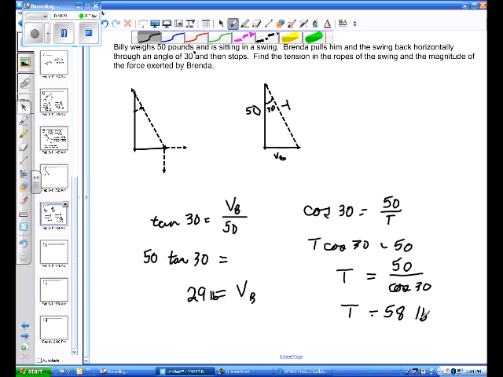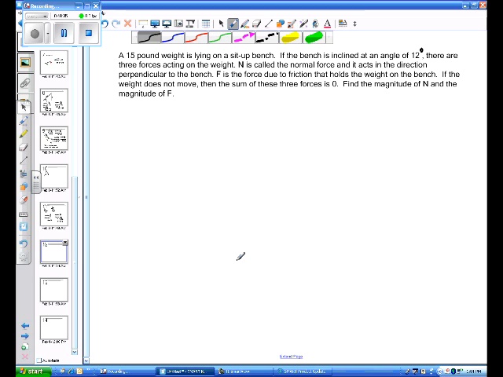Okay, so this would be an example of where we have some forces and we have some tension working on that. Let's look at another problem that's similar to that. We've got a 15-pound weight lying on a sit-up bench. If the bench is inclined at an angle of 12 degrees, there are 3 forces acting on the weight. N is called the normal force, and it acts in the direction perpendicular to the bench. F is the force due to friction that holds the weight on the bench. And if the weight does not move, then the sum of these 3 forces is 0. Find the magnitude of N and the magnitude of F.